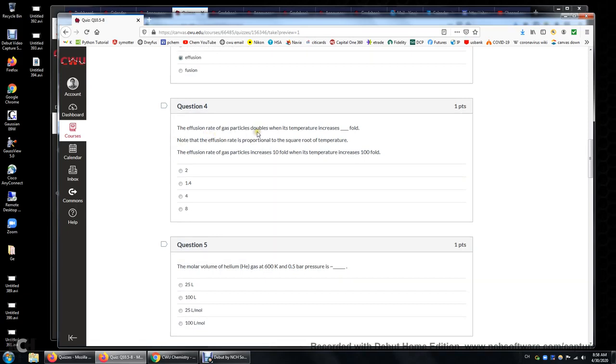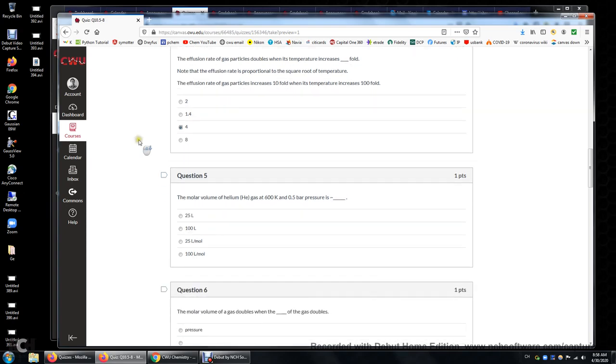The effusion rate is doubled when its temperature increases 4-fold. This effusion rate is proportional to the speed of the gas particle, and the speed of the particle is proportional to the square root of the temperature. So the square root of 4 is 2. If we increase the temperature 4-fold, the speed increases 2-fold. If we increase the temperature 100-fold, the speed increases 10-fold.